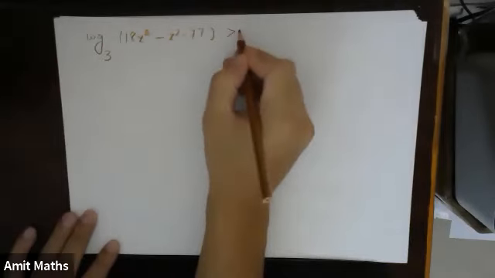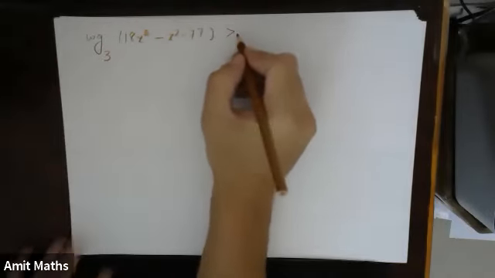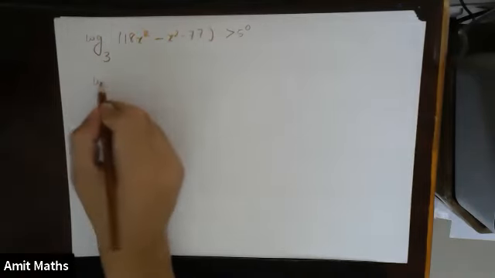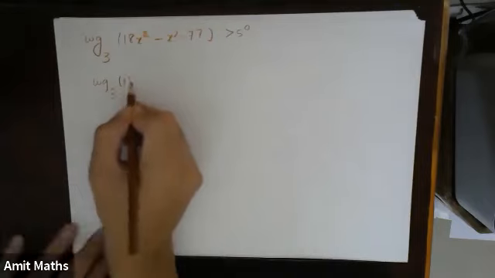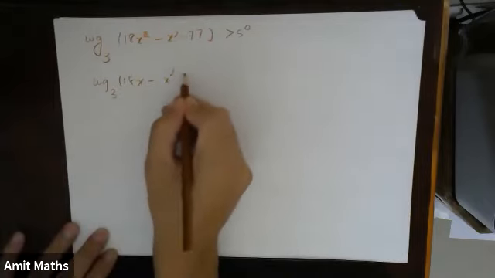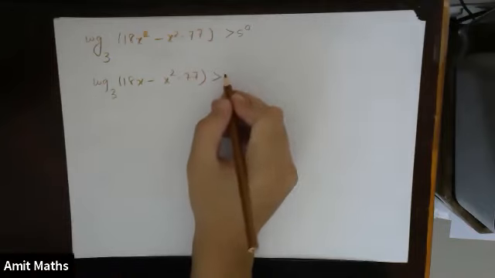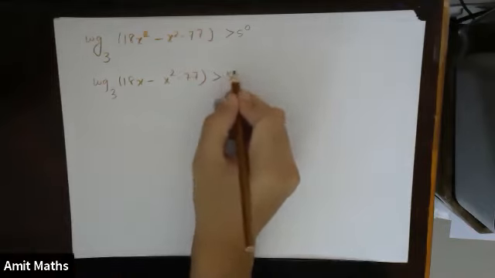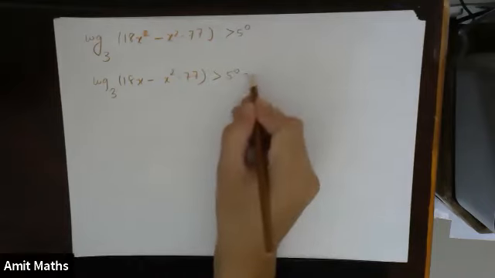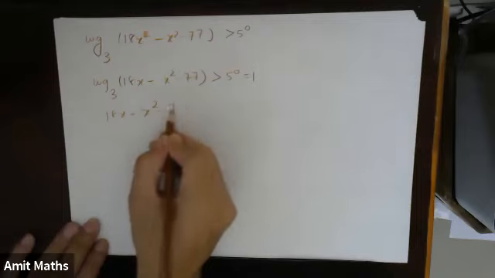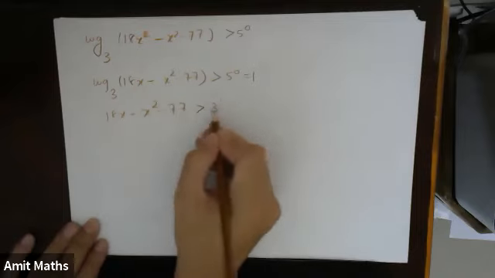This has to be greater than 5 to the power 0. So this is log base 3 of 18x minus x square minus 77 is greater than 5 to the power 0. So 5 to the power 0 is equal to 1. So this becomes 18x minus x square minus 77 is greater than 3 to the power 1.